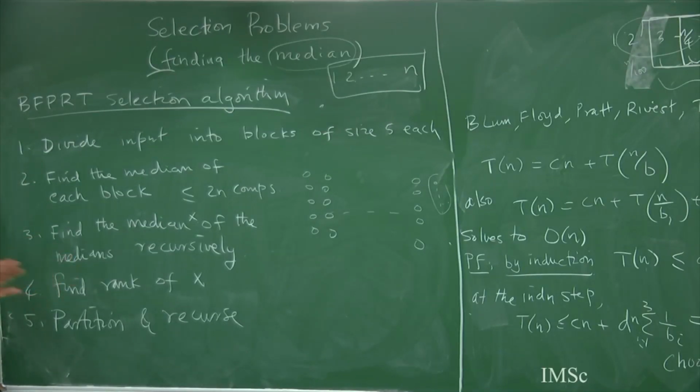You partition into left and right, depending on the rank of x and the rank k you are interested in. Either you recurse on the left side or you recurse on the right side. And if you recurse on the right side, you have to adjust your rank and look for something more appropriate rank, k minus whatever number of elements are there before.